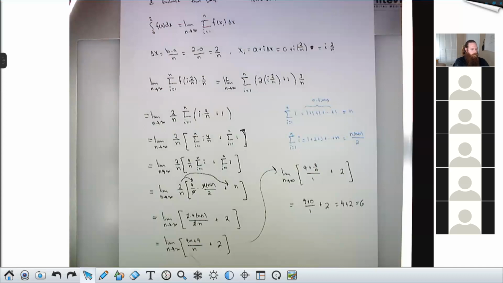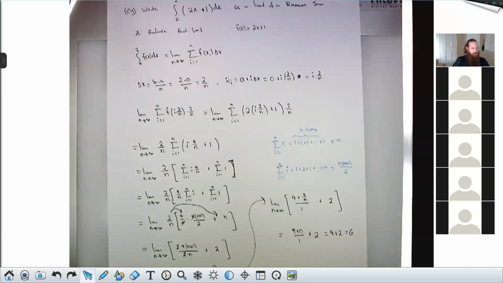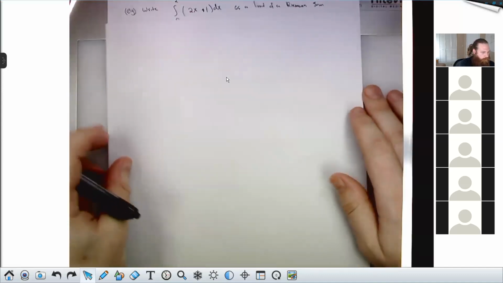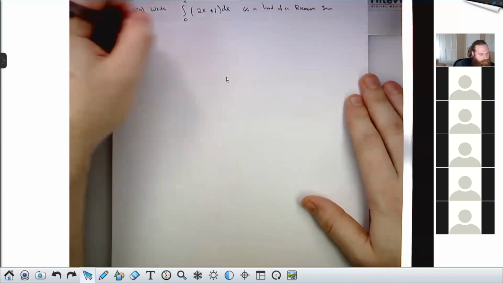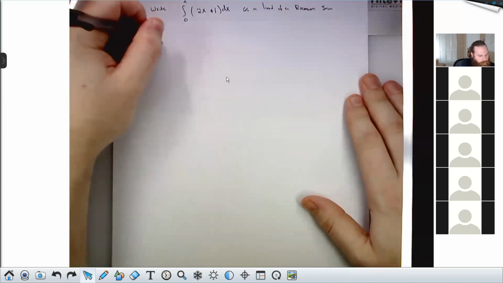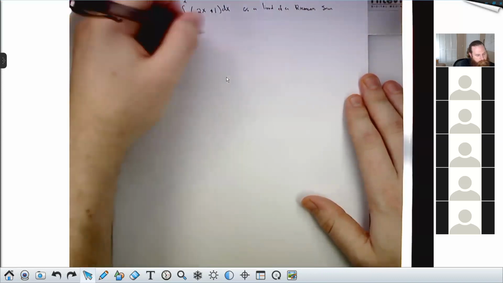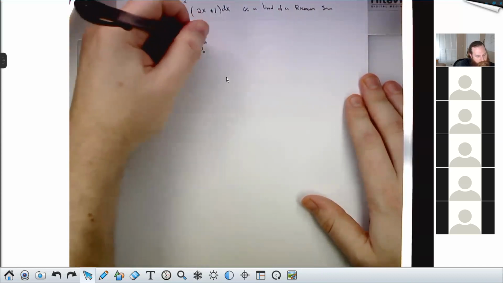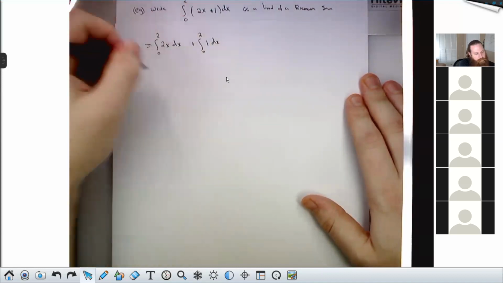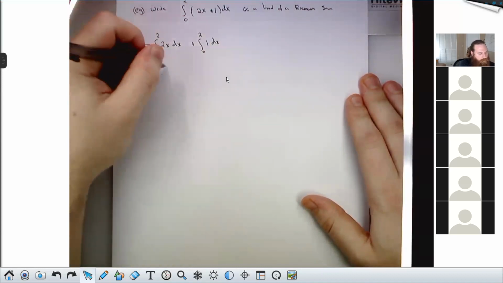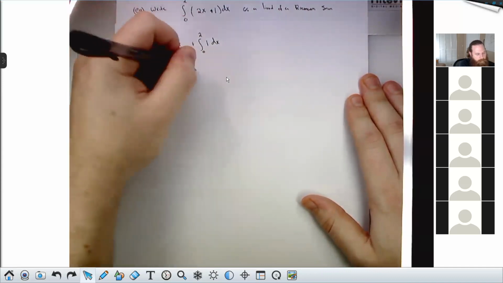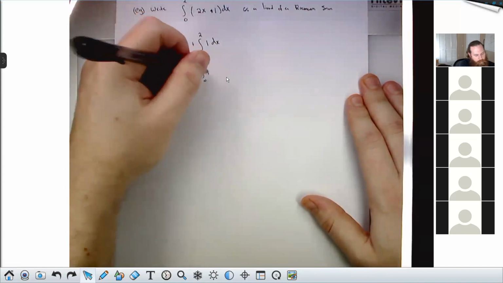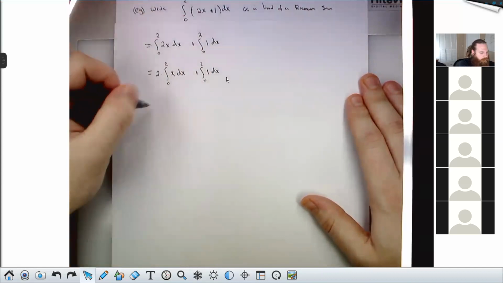Now, if I wanted to get that area through other means, rather than as a Riemann sum, how else could I do it? Well, I could say that's the integral from 0 to 2 of 2x dx plus the integral from 0 to 2 of 1 dx, and then say, okay, that's 2 times the integral from 0 to 2 of x dx plus the integral from 0 to 2 of 1 dx, and then draw a few graphs.